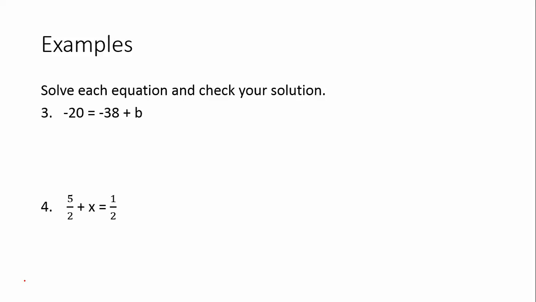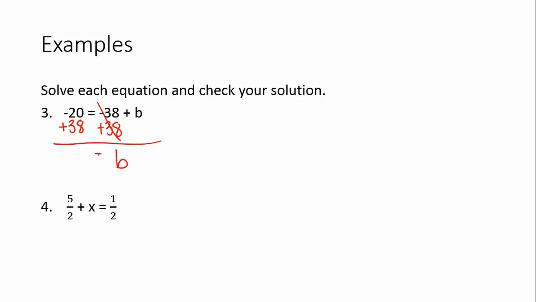Again, solve the equation and check your solution. On number 3, we have -20 equals -38 plus b. If you'd like to try this one on your own, go ahead and press pause and then check your answer. Here we have a -38. Remember, you always want to do the opposite to move something to the other side. So we actually want to add 38 to both sides.